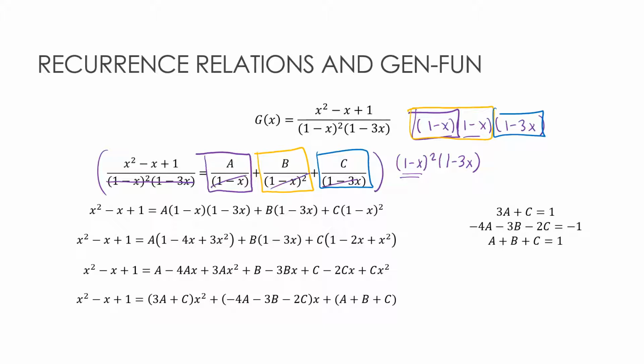My next step is simply to do the math. I FOILed this guy out, I FOILed this guy out, then I distributed a, b, and c.